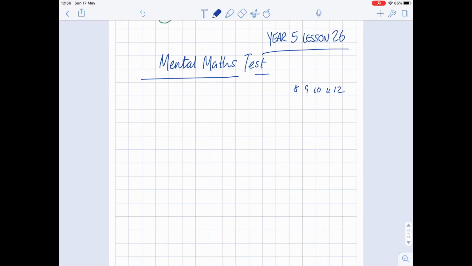Question 8. Split £3.81 equally between 3 people. So split that amount of money equally between 3 people. And if you get this one right, very well done, because it is tricky.